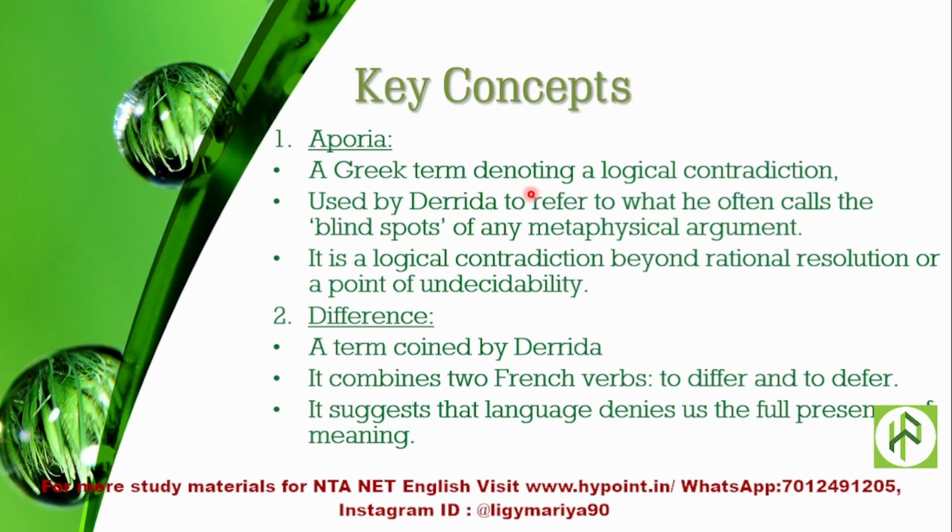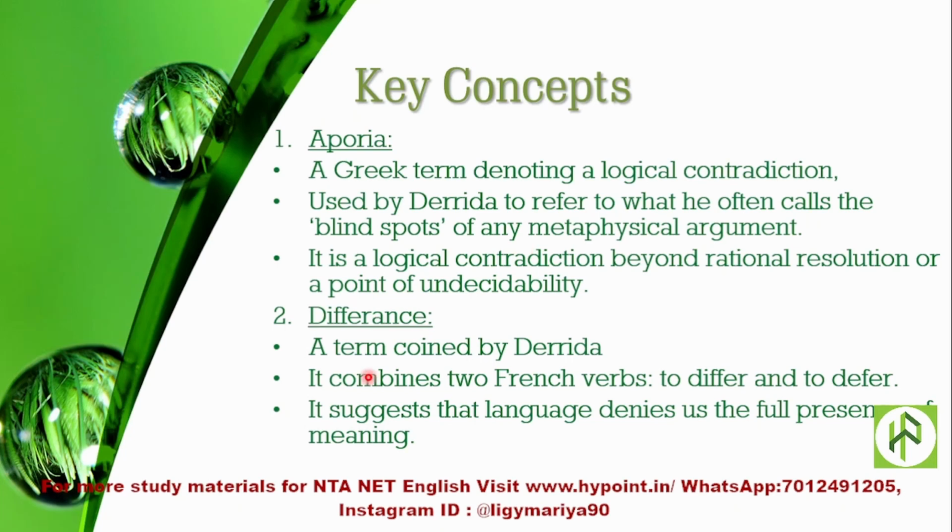It's a term actually used by Derrida to refer to what he often calls the blind spots of any metaphysical argument. So there is a blind spot where contradictions will be there. Logical contradictions will be there. So to refer to that kind of points in a literary text, that is referred to as aporia. It is a logical contradiction beyond a rational resolution, or a point of undecidability. You just cannot decide whether this is or that. So that logical contradiction which is beyond rational resolution, that is aporia.